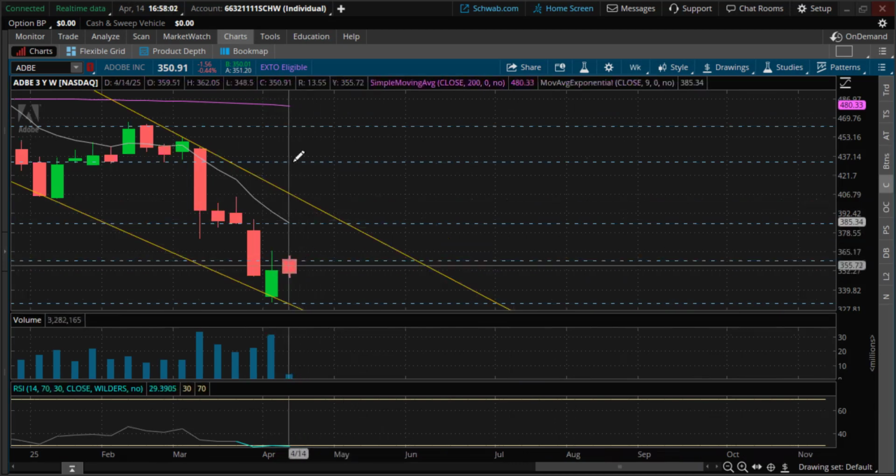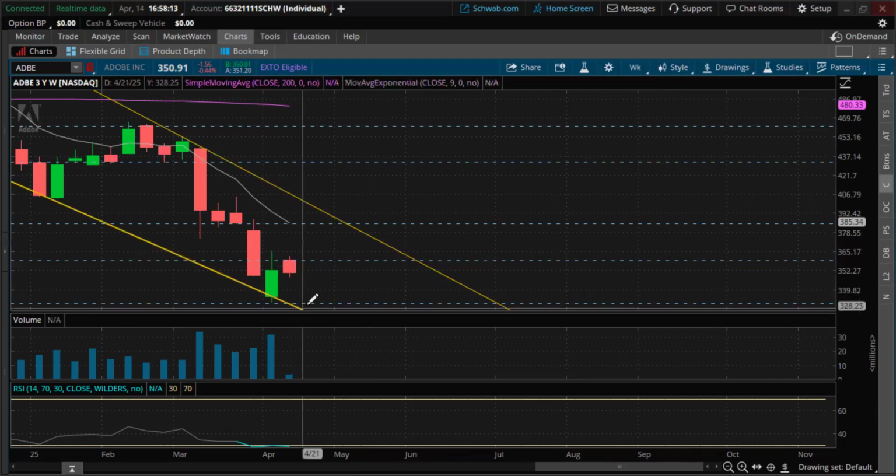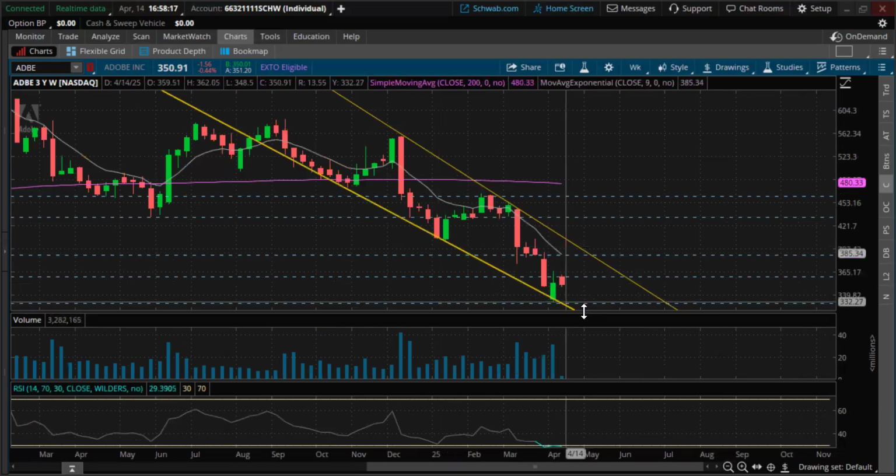Support wise, what are we looking at? Well, obviously 350, nice round whole number. We said it's going to be the kind of magic number going forward. So if we are staying below 350, then obviously our next support is going to be down here at this 330 or the 331 mark. And that's going to line up nicely here with our lower trend line.